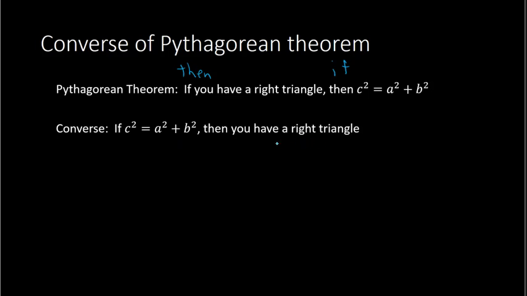So what we can do is we can be given different side lengths of a triangle, and we can tell right off the bat whether or not we have a right triangle or not. So remember, c is going to be the hypotenuse, which, by the way, is always the longest side of the triangle.